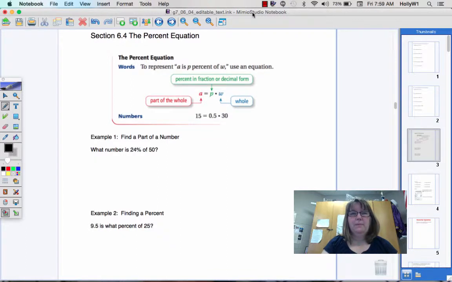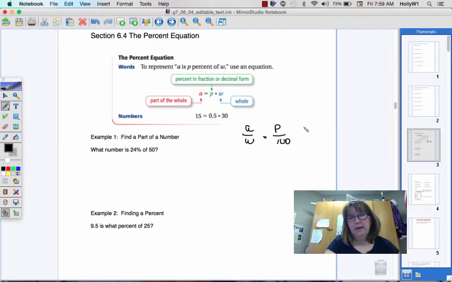So the percent equation is basically just taking the percent proportion and converting it into a formula. So if we have part over the whole is equal to percent, which is p, over 100. And now we're going to convert that to an actual equation.